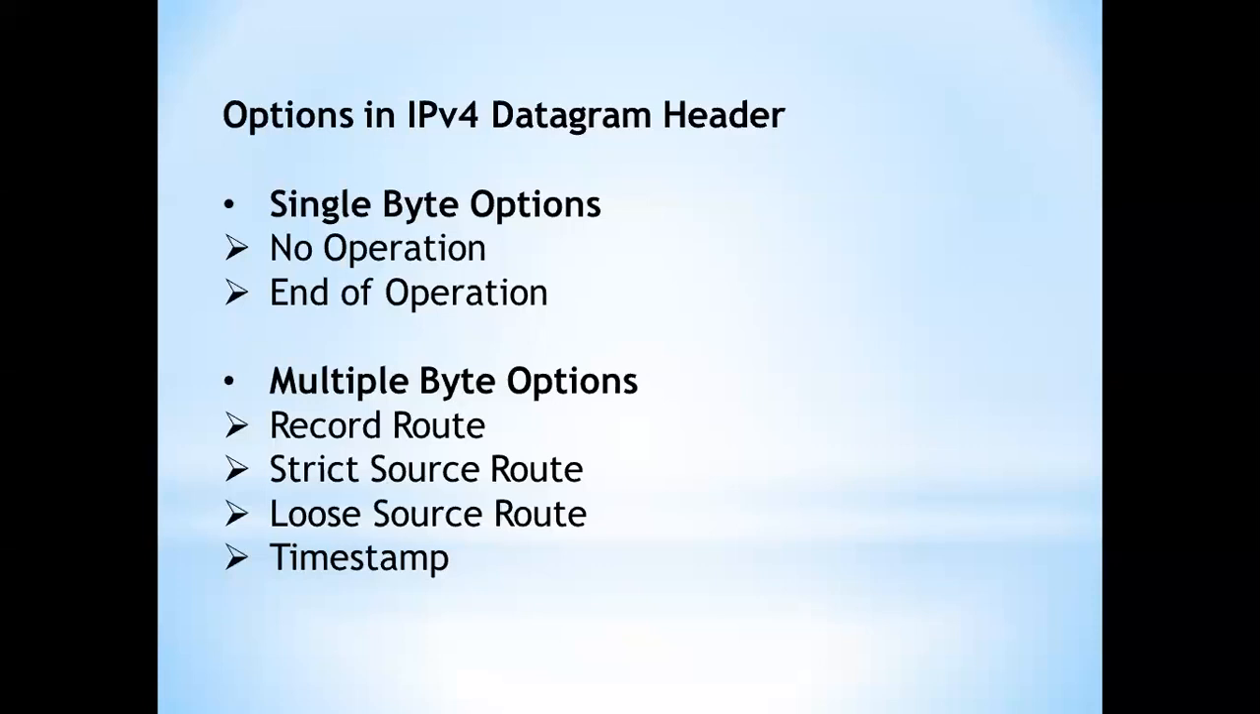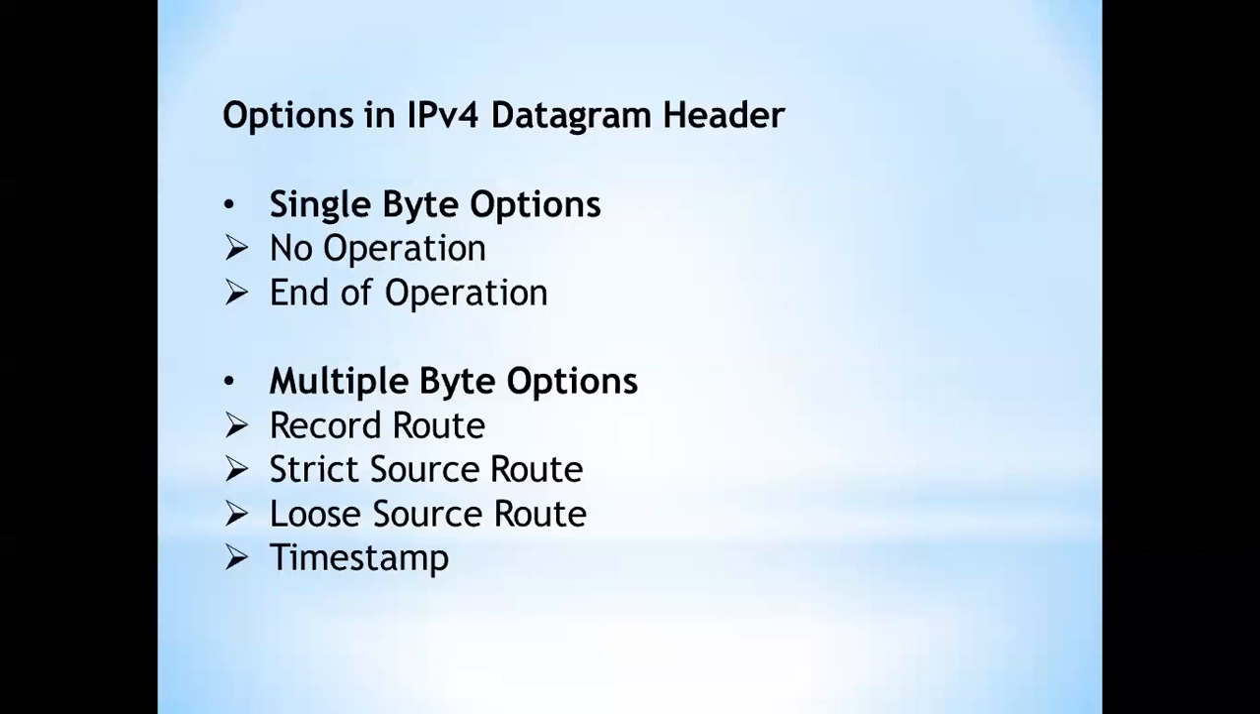Next is record route. This multiple byte option is used for recording the internet routers which handle the datagram. It can prepare a list of up to 9 addresses of such routers. This option may be used for debugging and management. Next option is strict source route. This multiple byte option is used by the source for predefining a route for the datagram. This is called dictation of the route by the source.